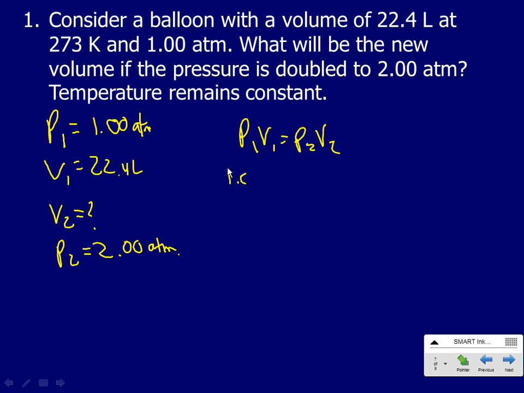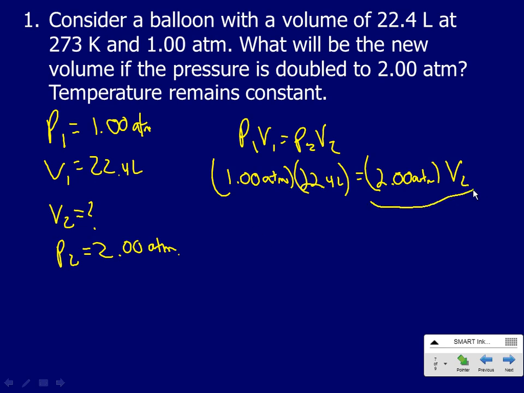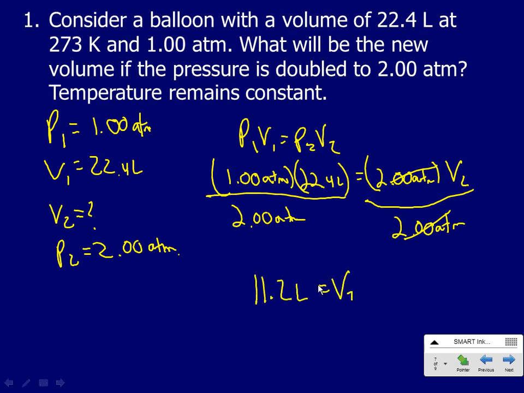Put your numbers in: 1.00 atmospheres, V1 is 22.4 liters. Hopefully some of you are ahead of me. You shouldn't have to wait for me to fill this in. P2 is 2.00 atmospheres, and V2 is what we're looking for. We're dividing off the 2.00 atmospheres. That is gone. 22.4 divided by 2, what is that? 11.2 liters, V2. All right.